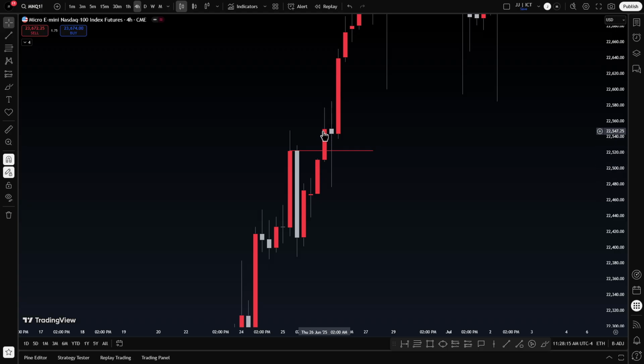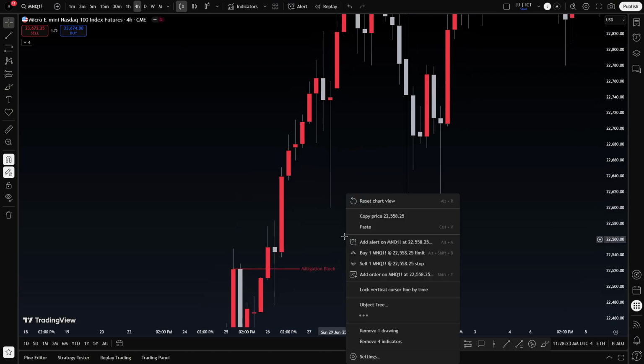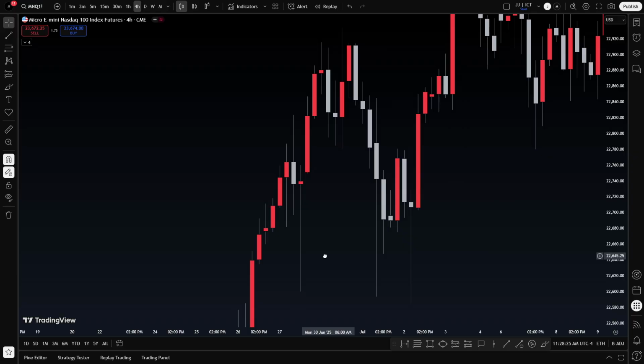Price breaks above the swing. Next candle comes back, revisits the mitigation block, and then guess what? It delivers higher. And it delivers what? Aggressively. Oh, pretty cool, isn't it?